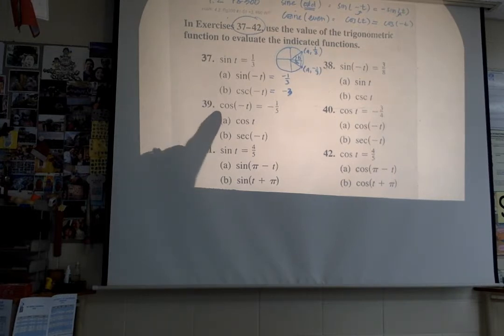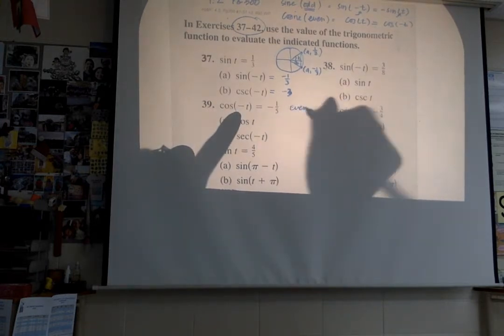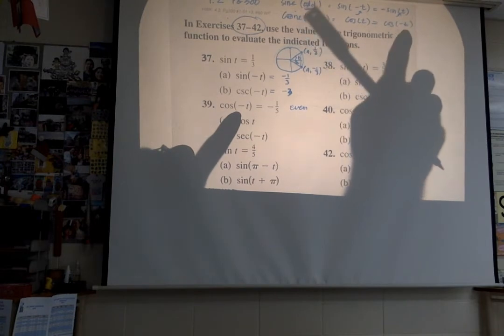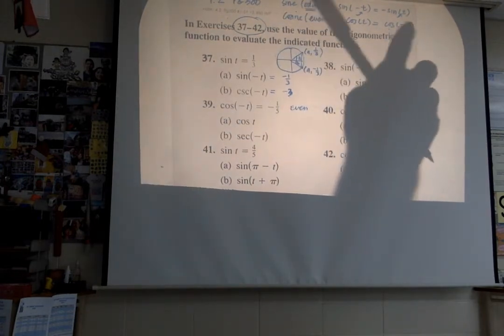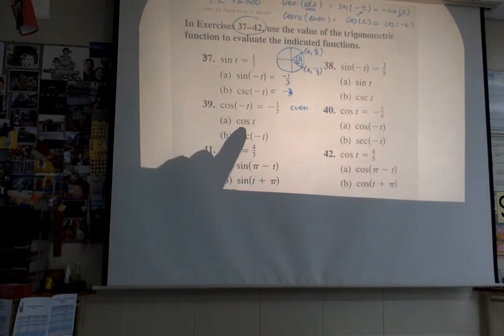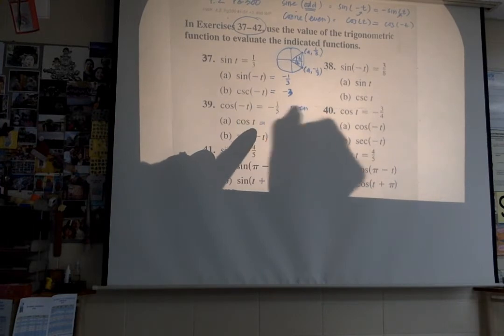Number 39 says cosine of negative t is equal to negative 1/5. And you also know that cosine is an even function. That means cosine of negative t is going to equal cosine of t. Whatever the output for cosine of negative t is, it's going to equal the same thing. So obviously this one you don't have to think too much, because it's even. That means if it's negative t or positive t, it doesn't matter. It's going to be the same.